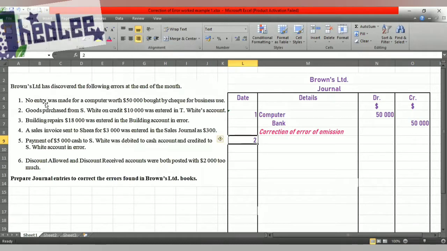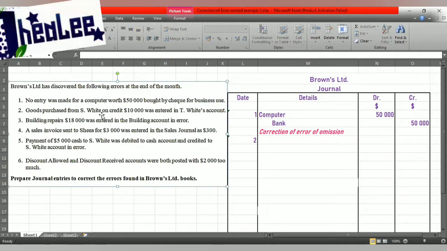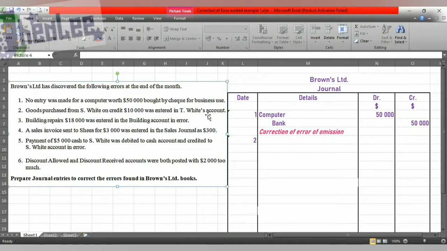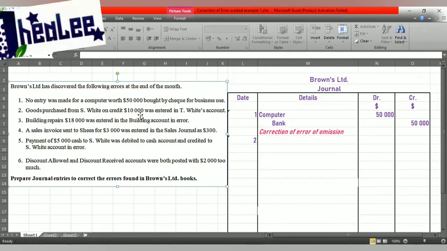For number 2, goods purchased from S. White on credit, 10,000 was entered in T. White's account. Now, what we're seeing is that the entry that should have been in S. White's account was entered in T. White's account in error. These two persons are from the same class of account, right? And so therefore, it is an error of commission. So remember, once it's the same class of account, then it is error of commission. Wrong account, same class, error of commission.